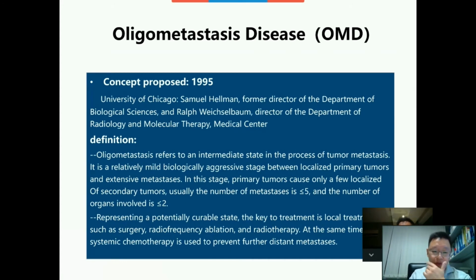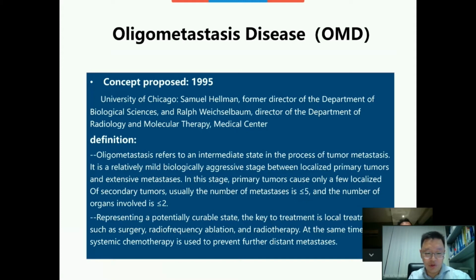So before answering these 4 questions, we need to clarify 2 concepts. One is Oligometastasis Disease, OMD. This concept was first proposed by 2 professors at the University of Chicago. Oligometastasis, OMD, refers to an intermediate state in the process of tumor metastasis. It's a relatively mild, biologically aggressive stage between localized primary tumors and extensive metastasis.